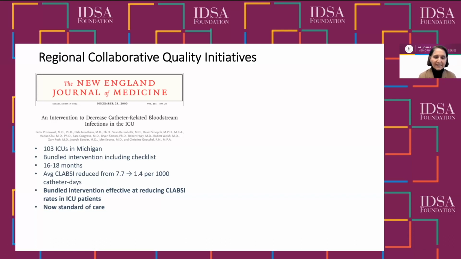And this bundle included, again, very basic, elemental patient safety science training of physician and nurse leadership in these units, and then development of a checklist that included things like making sure that the person who put the line in had washed their hands, that they used a full drape, that they avoided the femoral site, that they removed the catheter when it wasn't needed. So really things that are now standard of care, but at this time were novel. And this intervention resulted in reducing central line associated bloodstream infections from about 7.7 per 1,000 catheter days down to about 1.4.